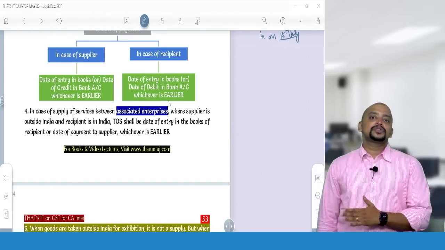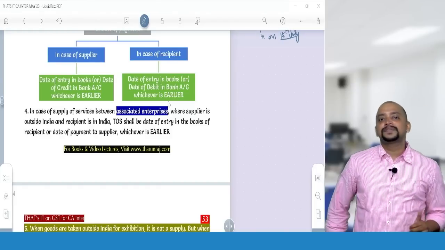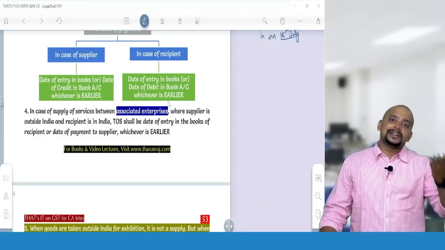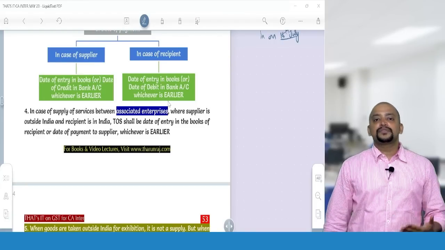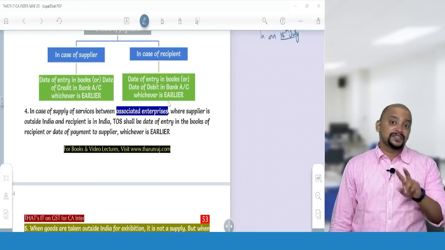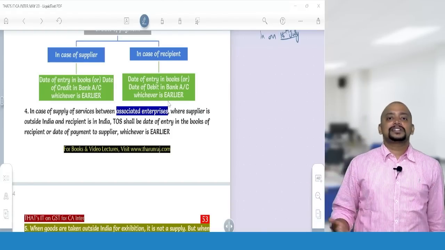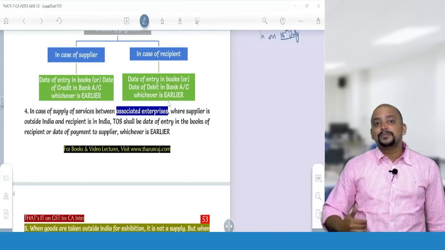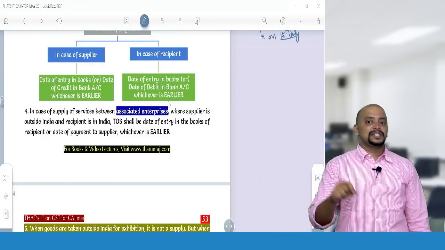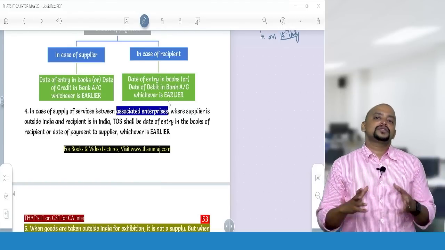Then in case of supply between associated enterprises, where the supplier associated enterprise is located outside India and the recipient associated enterprise is located in India, it is like import of services. In case of import of services, we generally need to apply RCM provisions. What are those RCM provisions? The date on which payment is made to the supplier, or the 61st day from the date of invoice, whichever is earlier. But in this case, the invoice date is not ascertainable, so the time of supply is the date on which payment is made to the supplier or the date of entry in the books of the recipient, whichever is earlier, because between associated enterprises there won't be any invoices.